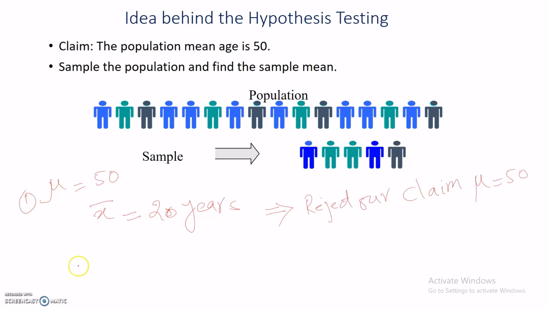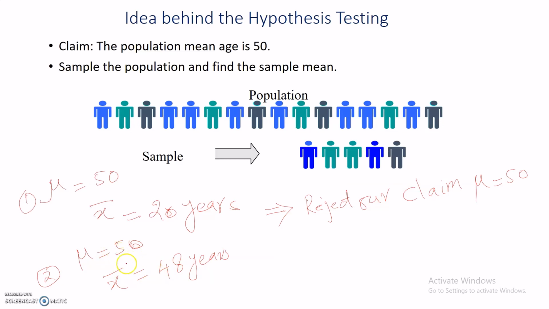What can happen in the second scenario? Let's say we still have the population mean age of 50, and the sample data comes out to be, let's say, 48 years, right? Let us suppose for the sake of discussion. Now look at this, 48 years and 50 years. There is a very little difference.